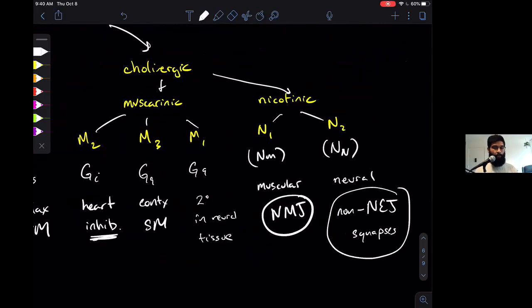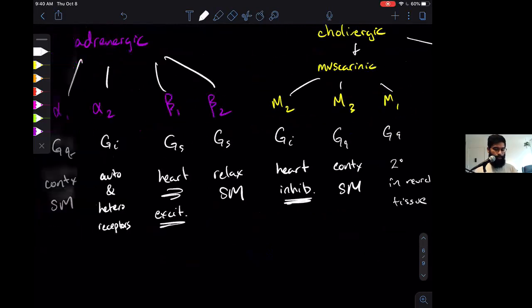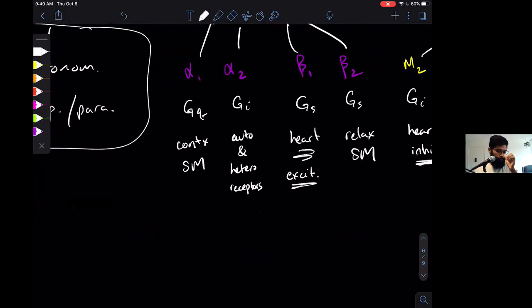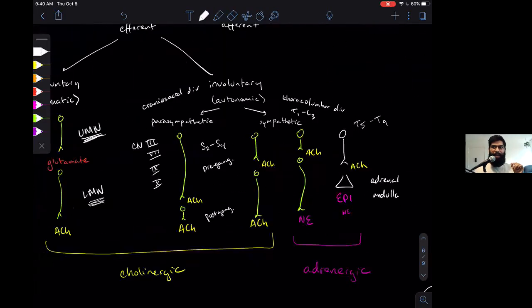So let's go back to our diagram real quick, and let's see how this plays out. So we have our little master diagram over here. I said that the NN receptors, or your N2, are at all of your synapses, essentially, right? So the receptor on the postganglionic neuron here, and here, and here, is all going to be N2. So the acetylcholine is going to leave the preganglionic neuron. It's going to attach onto an N2 receptor, which is a nicotinic neural receptor, on the postganglionic neuron, which is then going to let it do the action of the next neuron.